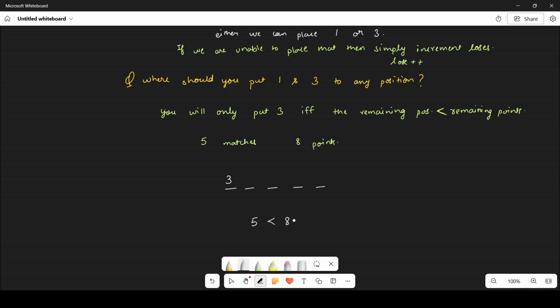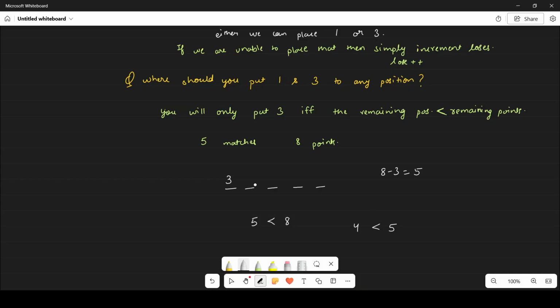And now what is the remaining points? Now you have to score 8 minus 3, that is 5 points from the remaining positions. The remaining position is 4 and the number of points you have to score is 5. So is 4 lesser than the remaining points? Yes, 4 is lesser than the remaining points.